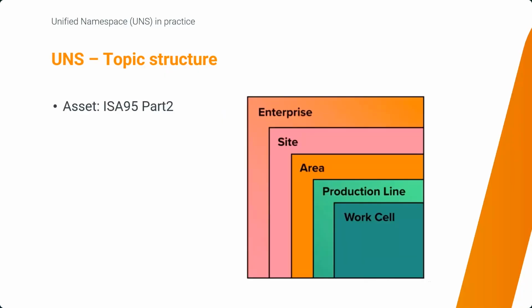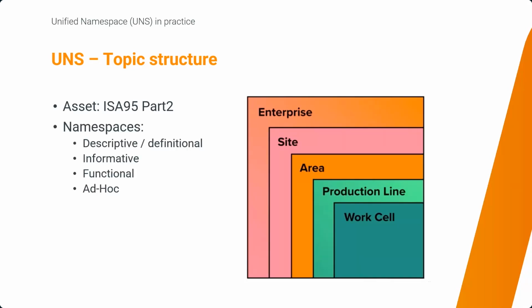Generally, most customers of ours use the ISA-95 Part 2 structure, where we have an enterprise, site, area, production line, and work cell eventually. However, this setup helps to define the structure within a company. What we saw, and the guys who know Walker Reynolds will know, is that he introduced the different types of namespaces. For instance, descriptive namespace, informative namespace, functional namespace, and ad hoc namespace.